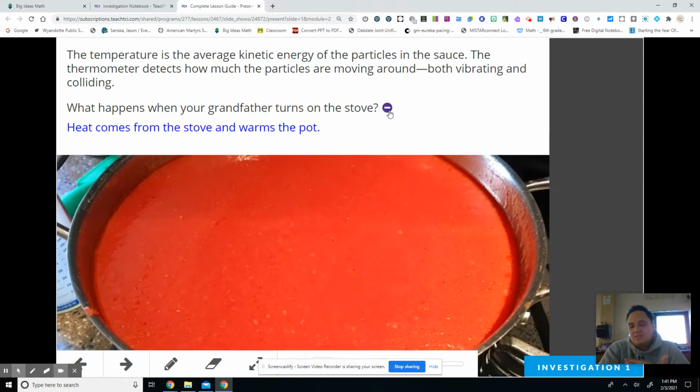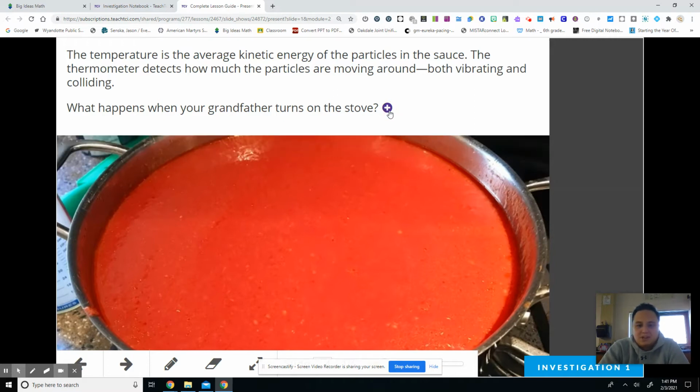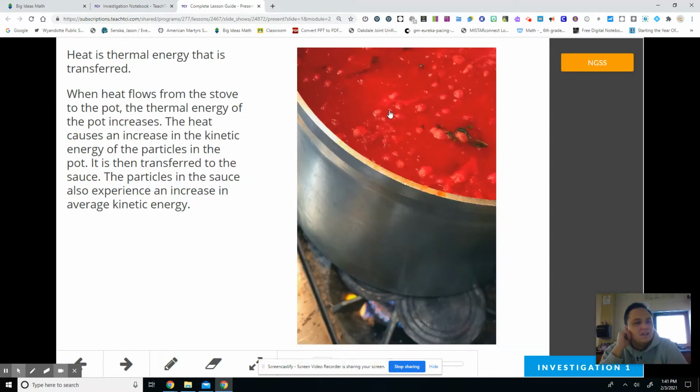Well, the heat from the stove is going to warm the pan and the pot, which is going to increase the temperature of the liquid inside that pan. In this case, it's our marinara sauce. Heat is thermal energy that is transferred from one object to another. When heat flows from the stove to the pot, the thermal energy of the pot increases.